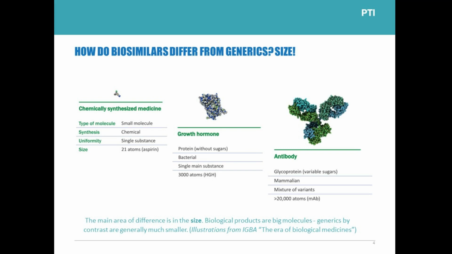Of course, biosimilars and generics are not the same thing. Generics are chemically defined copies of small molecule products. Biosimilars are copies of very complex biological products. And if you look at the screen in front of you, you can see on the left, we have the example of a small molecule. This is aspirin, and it has a mere 21 atoms in it. Look in the middle, and you see as we go up the scale of complexity, growth hormone. This is one of the first products that was registered as a biosimilar, and it has 3,000 atoms.